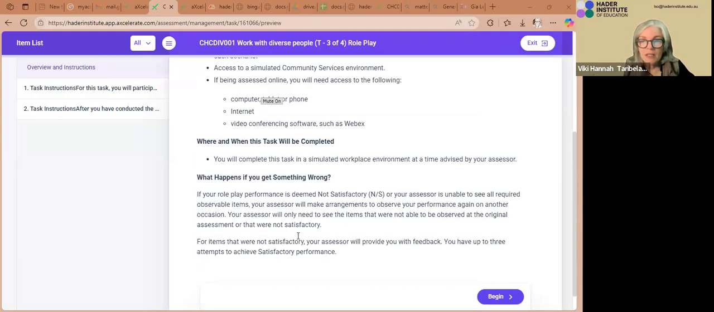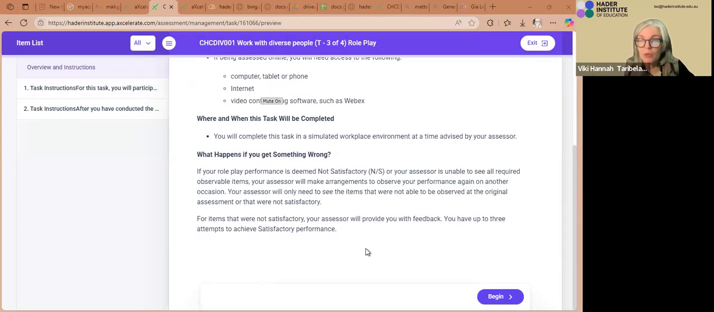So if you're doing it at home and you've got 3 other people and you have coached them with all of the roles that they're going to do, it must be authentic and it must simulate as if this happened in the workplace.